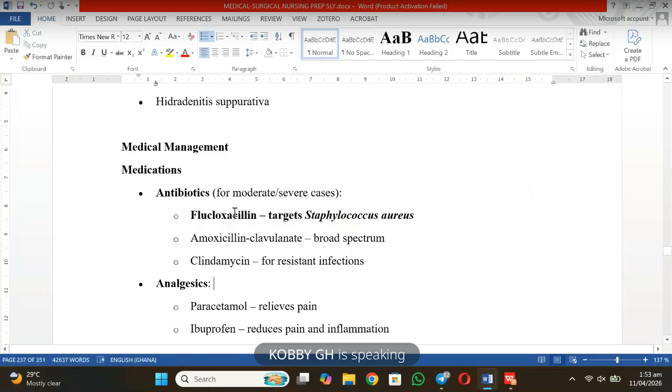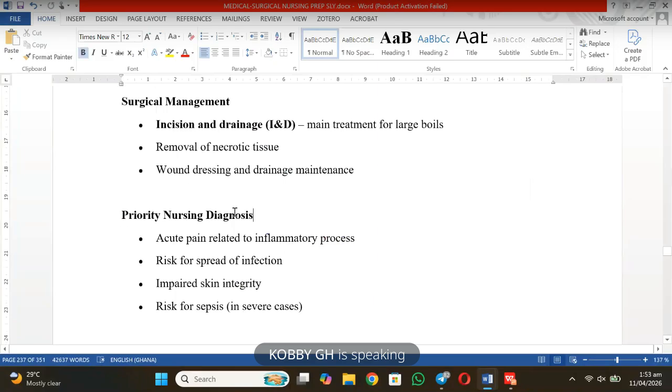Now let's look at the surgical management. With this condition, in very severe cases, they may do incision and drainage. In severe cases, surgically, they may do incision and drainage. And at times, after the incision and drainage, of course, there will be a wound. Anytime a pharyngeal or carbuncle occurs and the boil bursts out, usually a wound will be at that part of the body, especially when it's a very severe pharyngeal.